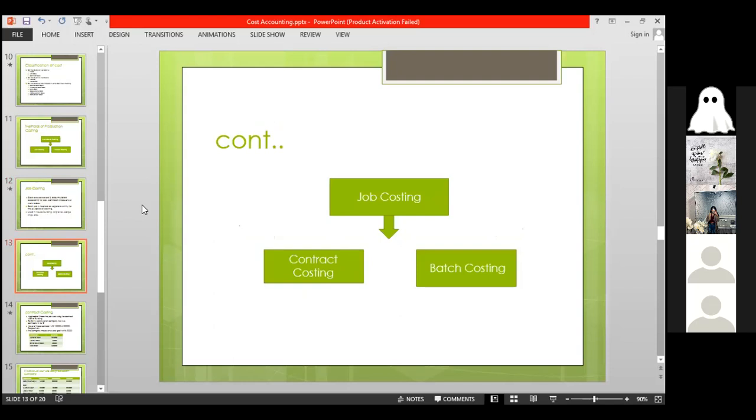Now, job costing has two kinds of businesses under it. One is contract costing and one is batch costing. Contract we already know. The houses, airplanes or cargo ships, they are built under contracts. So the manufacturer will build one product at a time, sell it, and then move to building another one.